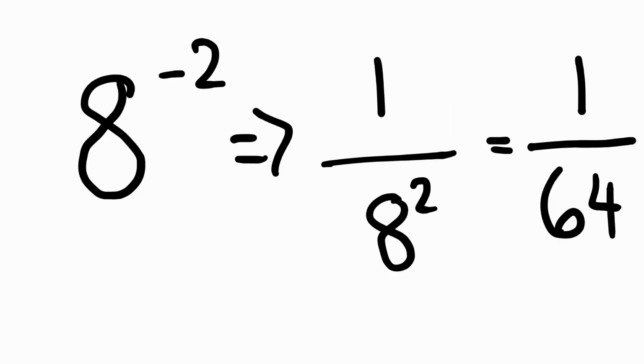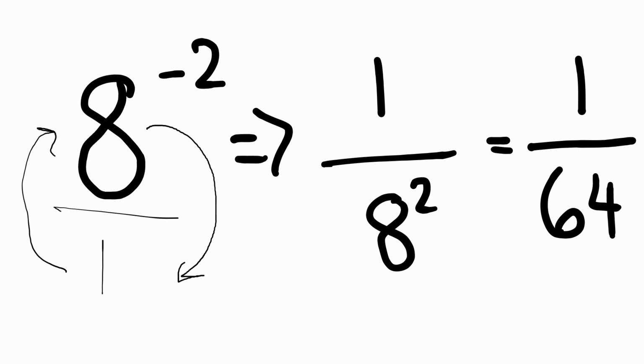So for this instance here, 8 to the power of -2. So this minus thing here. 8 is the same thing as 8 over 1. And then if we bring this 8 down here and this 1 up here, we get 1 over 8. And then we need to do the square. So 1 over 8 squared is the same thing as 1 over 64.